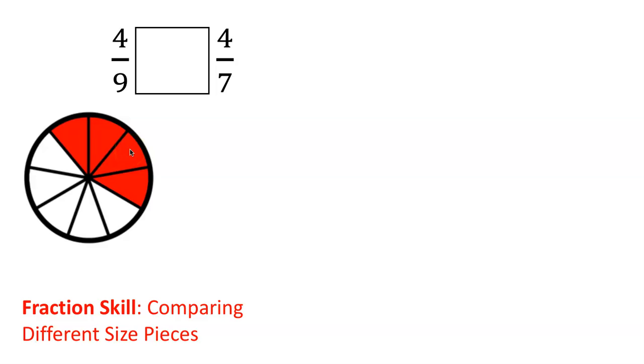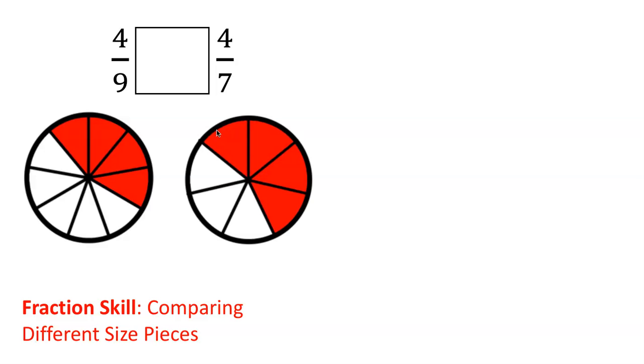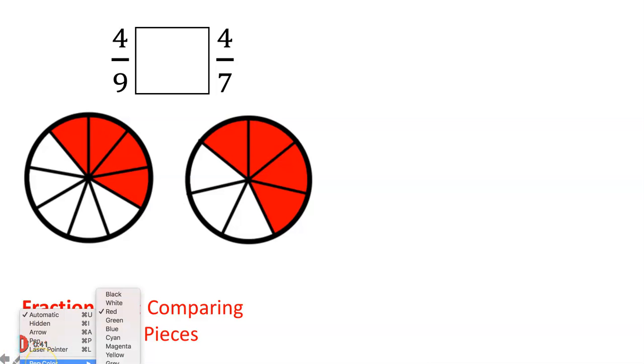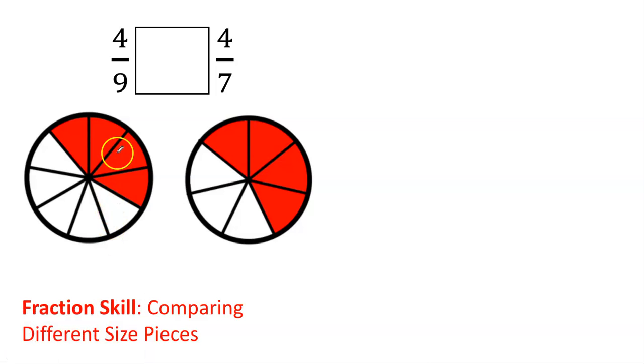Then I want you to think about this fraction here on the right, the 4/7, and think about a circle being divided into 7 pieces. And once again, we have 4 of those pieces colored in. Now, we need to compare the size piece that we have.